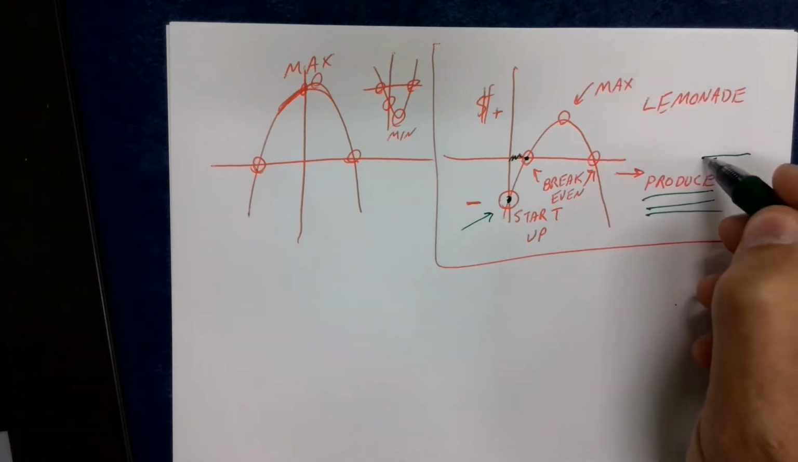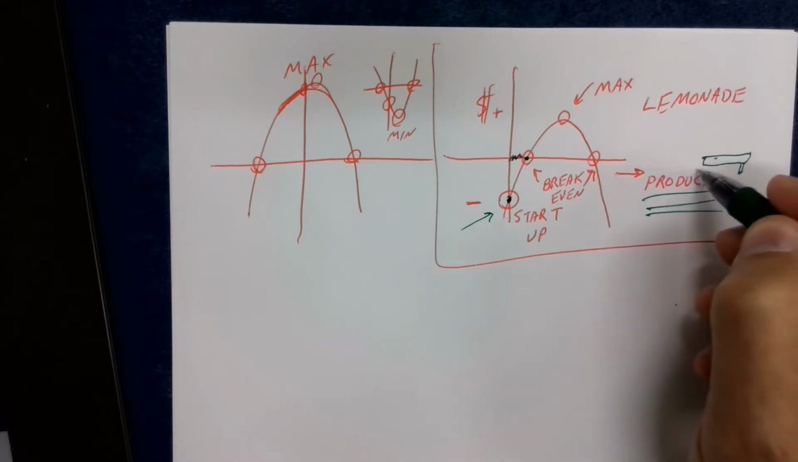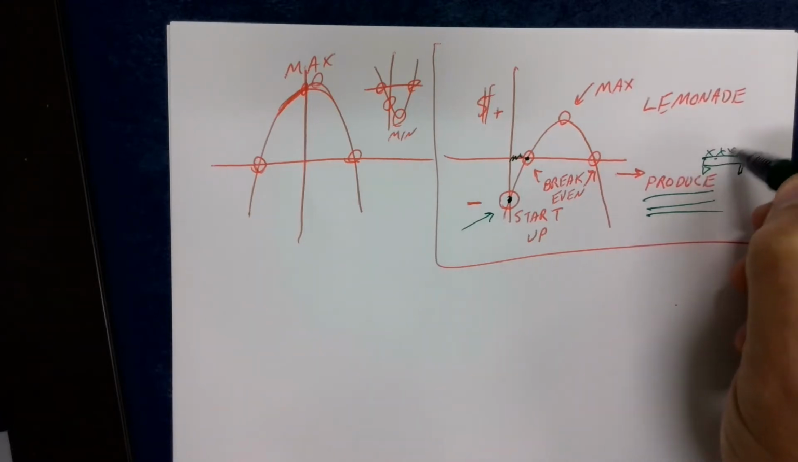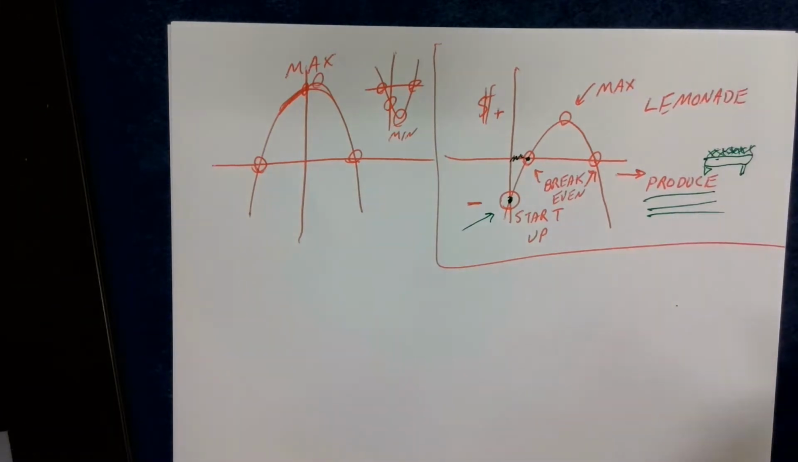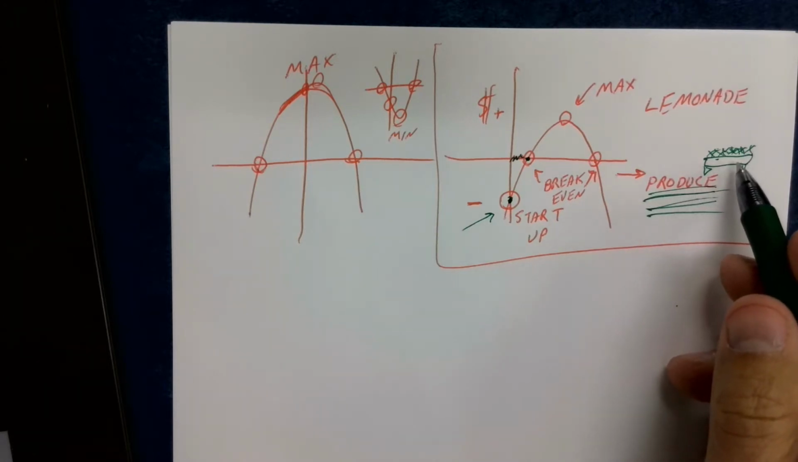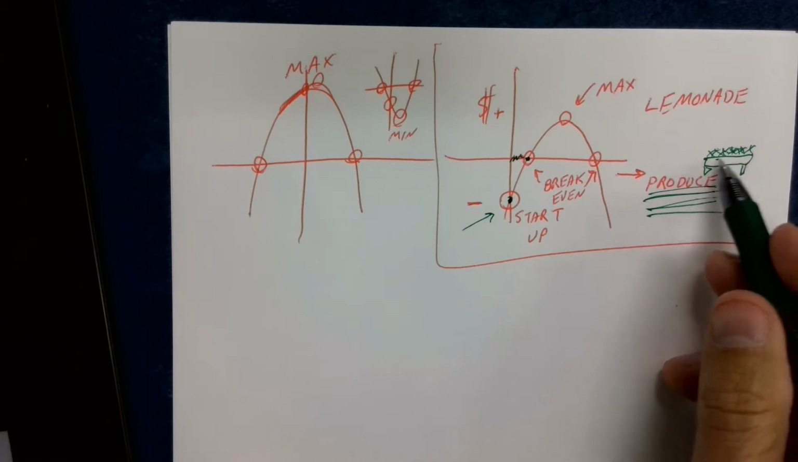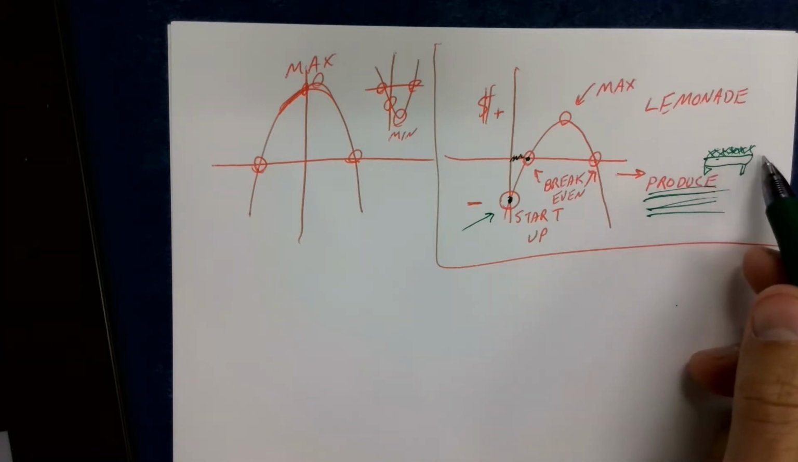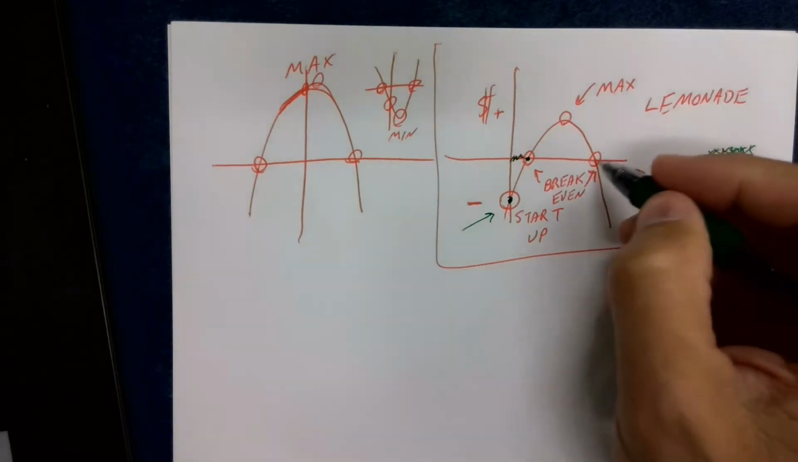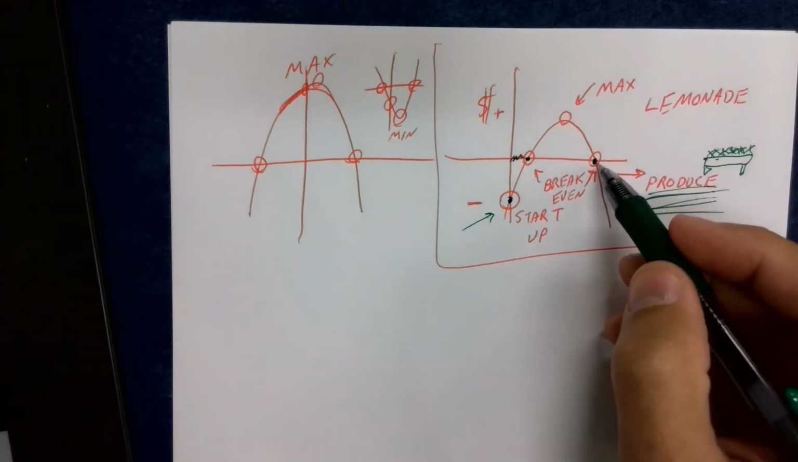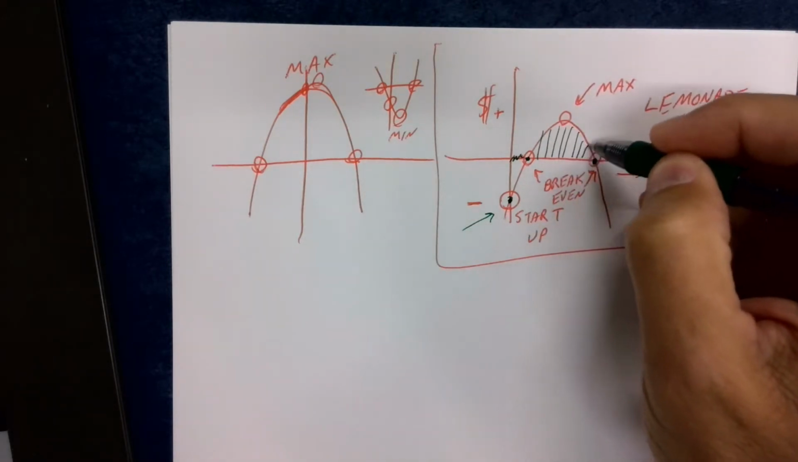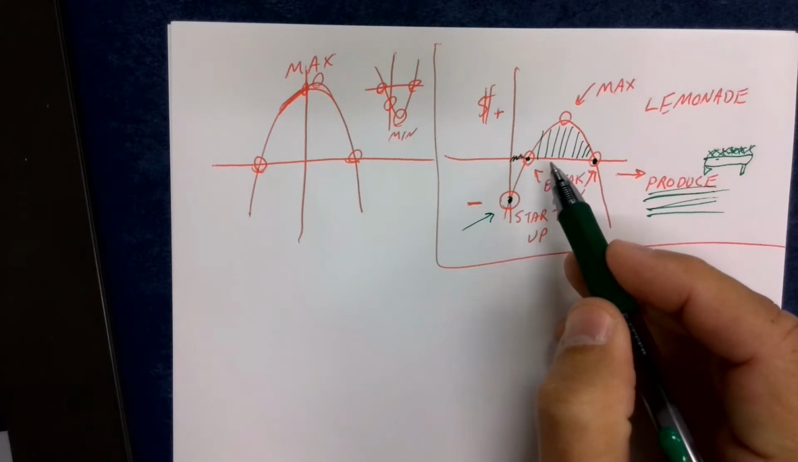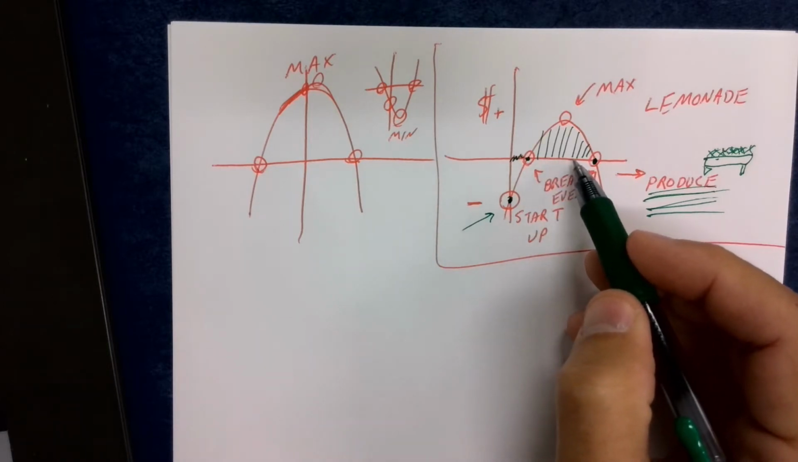Maybe out there on her little table, she's got all of these cups of lemonade, and nobody's buying it anymore. So she overproduced, and if she overproduced, that lemonade is just going to go bad. She spent a whole bunch of money making this extra lemonade that she's not going to recoup. So at some point in time, she's going to break even again, and all of this right here is where she made some sort of profit. Okay?